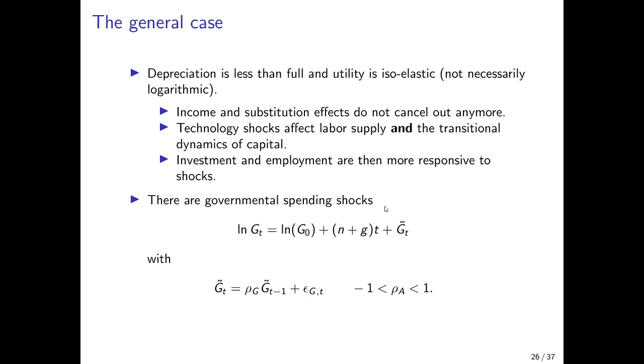And then there would be the policy shock, in a sense, G tilde, that is again an autoregressive process of order 1. And again, there is an autocorrelation coefficient of rho G that could be between -1 and 1. And this G tilde is affected by the innovation epsilon GT at time t.